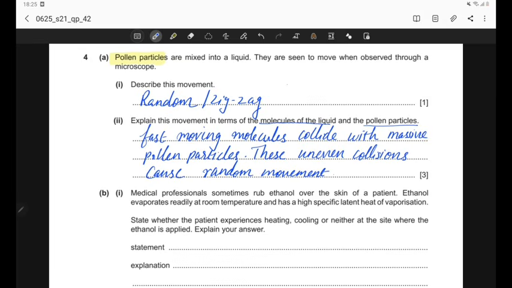It's a 3-mark question, and the important keywords are fast moving molecules with massive pollen particles. Massive is also very important. If you write these points, you will get 1 mark. Next, 1 mark for writing about the collision between the molecules and these pollen grains. And the last 1 mark you will get for mentioning uneven collisions cause random movement.